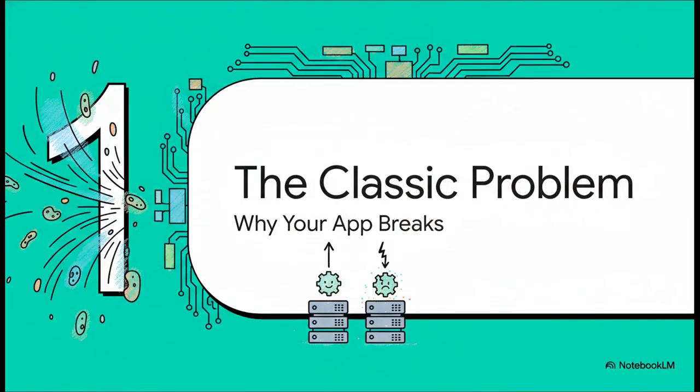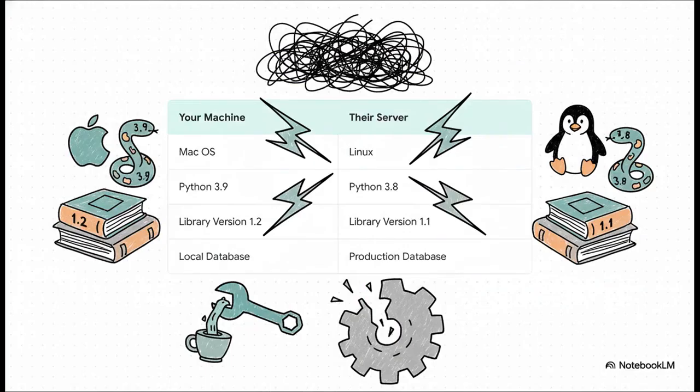Okay, so what's really going on here? Why does this happen all the time? It's not just bad luck. It's a really fundamental challenge in software, and it's caused by dozens of tiny, almost invisible differences between computers. Let's break it down. This right here shows the quiet chaos perfectly. You see, maybe you're on a Mac using Python 3.9, but the server is running Linux with Python 3.8. That tiny version difference could mean a feature your code depends on just doesn't exist over there. Every single line you see here is a potential landmine for your app.